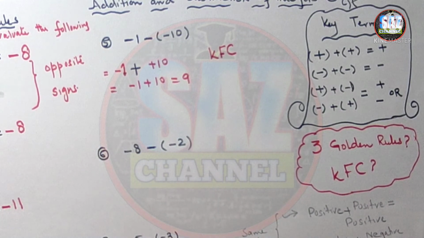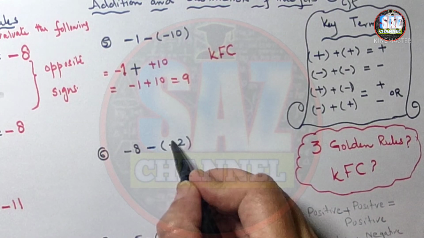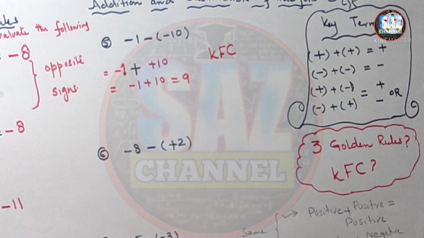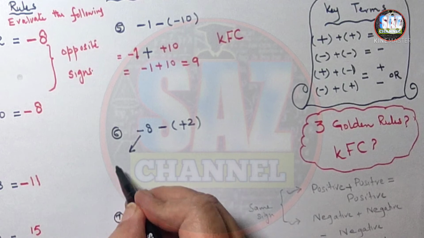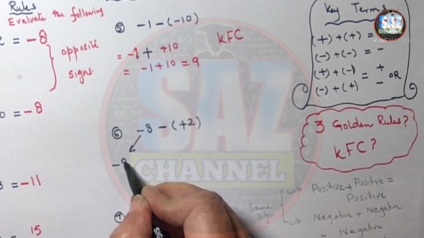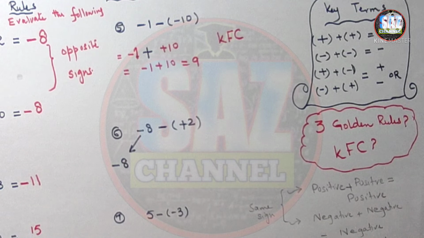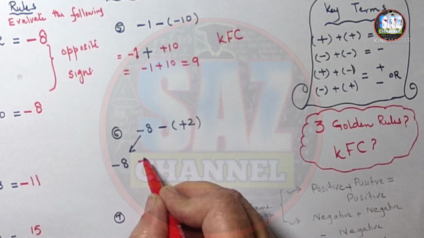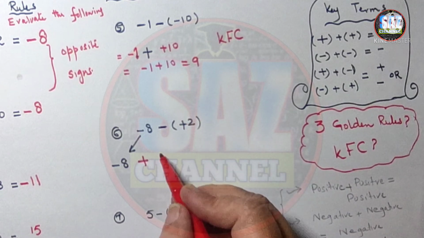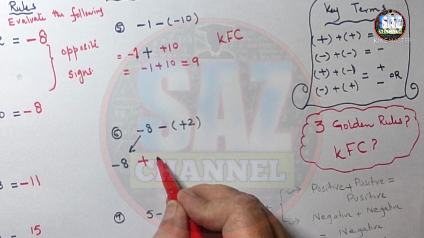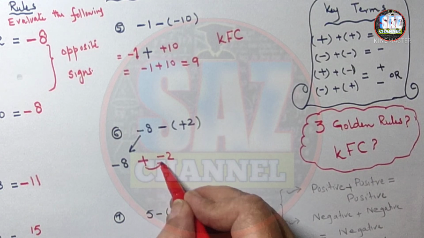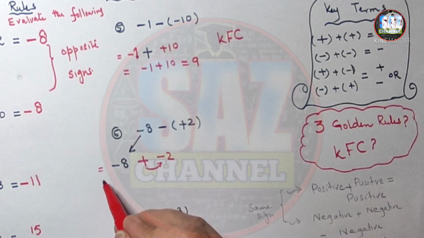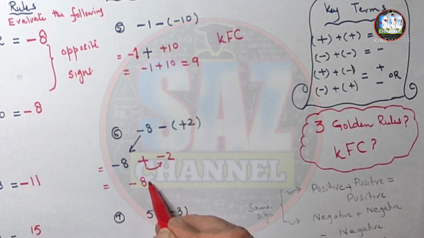Coming to the next question, let me change the sign here, and suppose this is plus. Now this is my keep place, that I have to keep it as it is, and then flip means that I have to make my minus sign positive, and change, here I have to make the change, and this will become minus 2. And now we know that plus multiplied by minus will become minus, so this is minus 8 and minus 2.